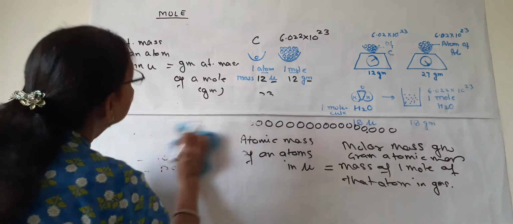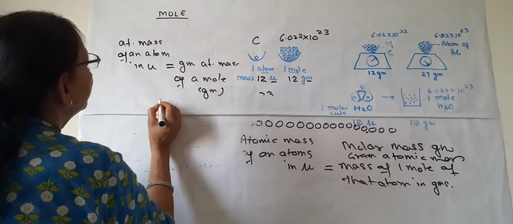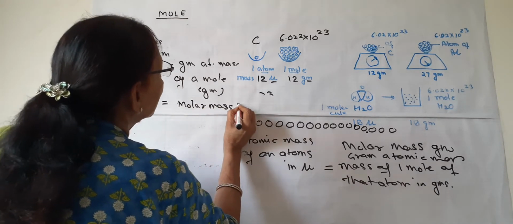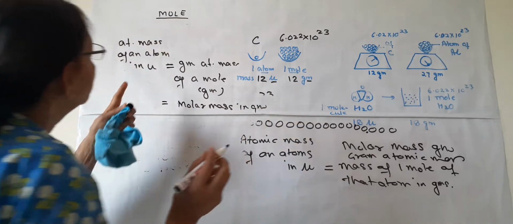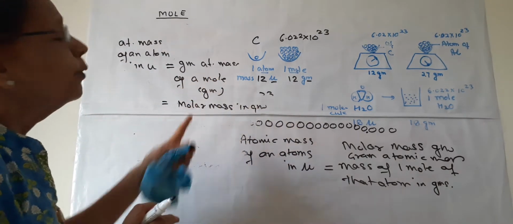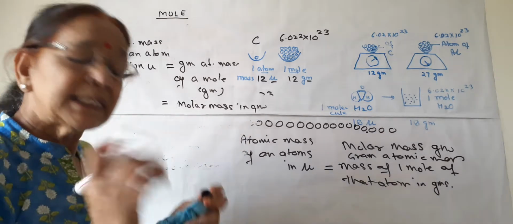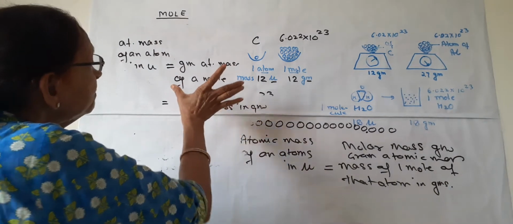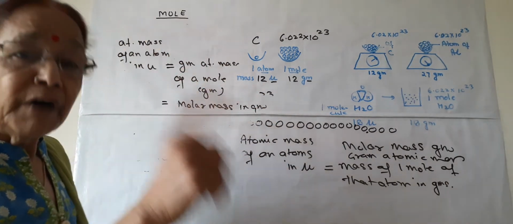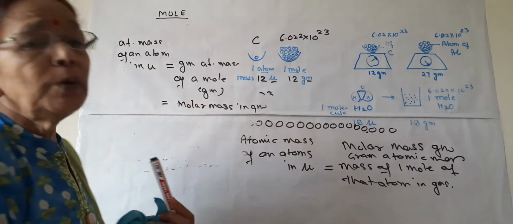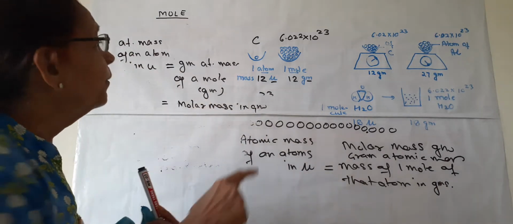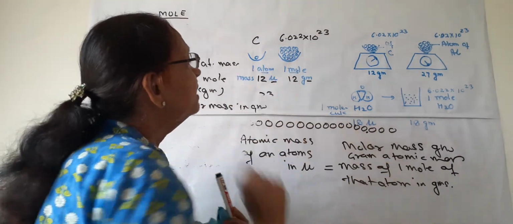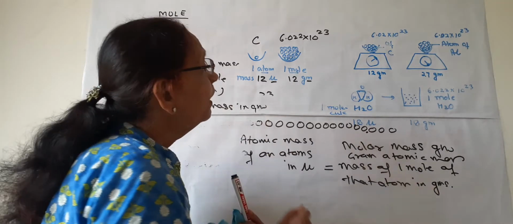And second, it is also equal to molar mass in grams. So what does it mean? Gram atomic mass and molar mass are one and the same thing. Molar mass is the mass of 1 mole, and gram atomic mass is the mass of 1 mole when it is equal to the atomic mass in U. Like we have seen here, carbon has atomic mass 12 U, and 12 grams is the molar mass or gram atomic mass.